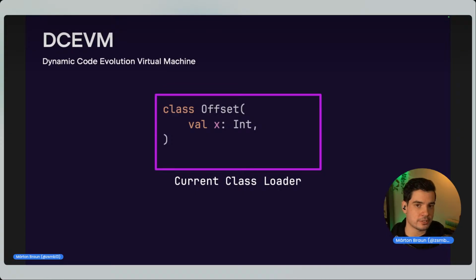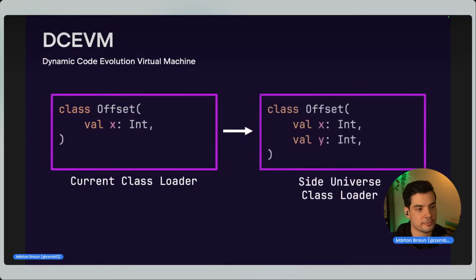Let me talk a bit more about how the reloading part happens. So DCEVM stands for Dynamic Code Evolution Virtual Machine, which is quite a mouthful. This is basically a proposal of doing advanced redefinition of classes at runtime on a JVM. And the JetBrains Runtime just happens to be the only version of OpenJDK that implements it, which is why we're using that specific runtime. The way that this works is that you have your current class loader that contains the current version of the classes in your application. For example, I have this simple Offset class here with just a single property in it.